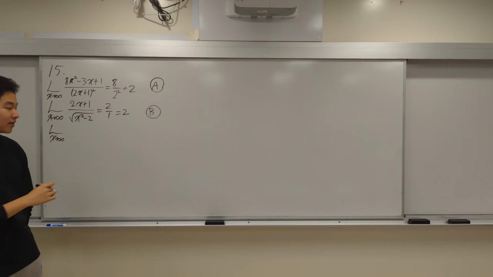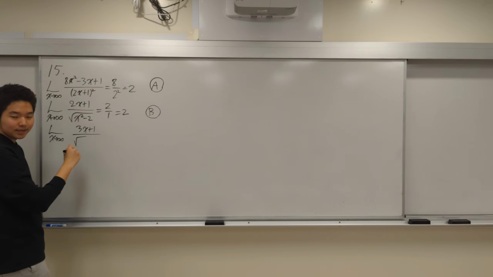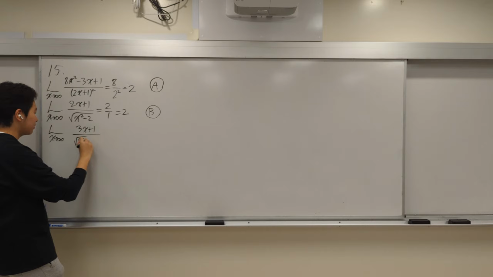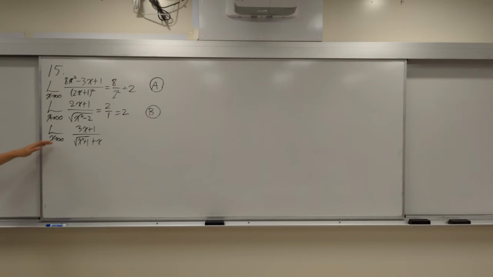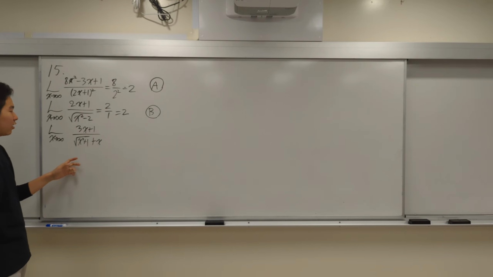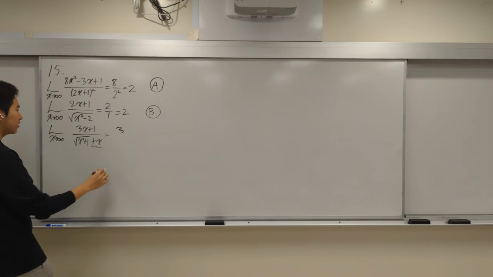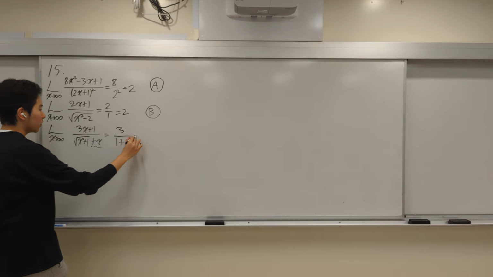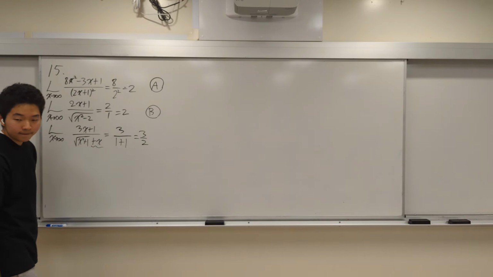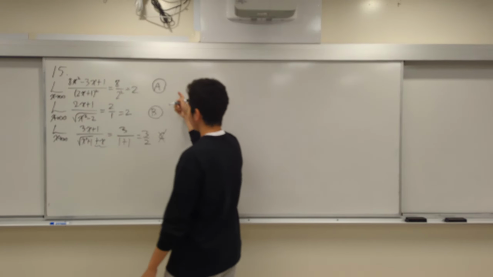The third one, limit x goes to infinity of 3x plus 1 over square root of x squared plus 1 plus x, like that. Okay, again, plug in infinity. It's an infinity over infinity. Compare the leading coefficients. Here, we just have to be careful not to lose the plus x over here. So it's 3 over square root of 1 is 1, plus 1, that gives you 3 over 2, which for C is incorrect, right? So your answers would be A and B.